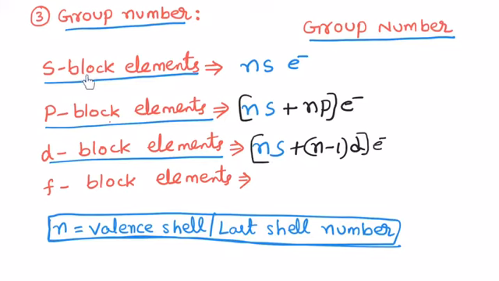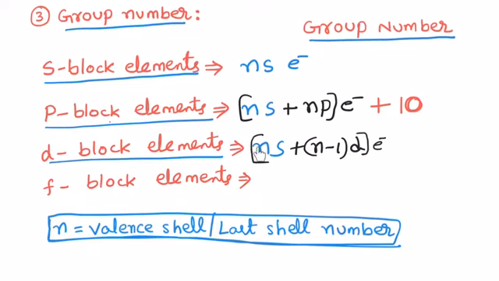Look at this. For S block elements, only ns electrons. P block elements, ns plus np. D block elements, ns plus (n minus 1) d. Here it is very important: for P block, along with np, we should add 10 also. Okay, and here what is this n minus 1?